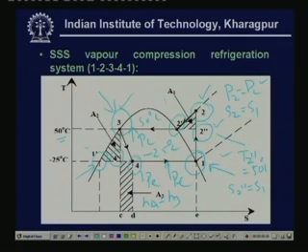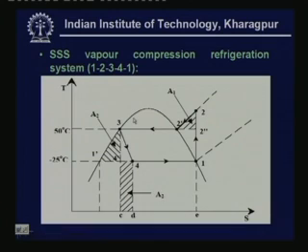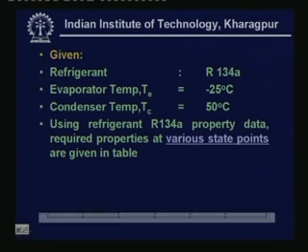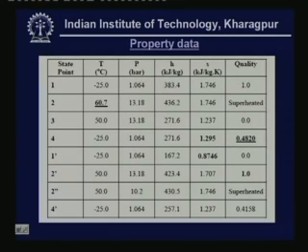Point 4 dash, as you can see from the drawing, has the same entropy as that of point 3, that means S4 dash is equal to S3. Okay. Which is known to us, and we also know the pressure at this point. Okay. That means from the given information you can find out the property data at all these points. Okay. So, now let me show this property data. Before that, this is the summary of the information given. The refrigerant is R134a, the evaporator temperature is minus 25 degrees centigrade, and the condensing temperature is 50 degrees centigrade. Okay. And the property data, as I have already explained, is like this.